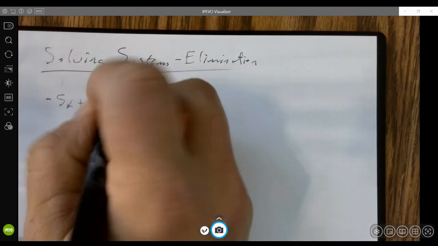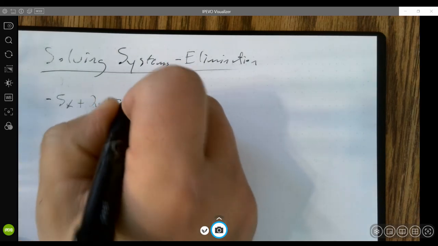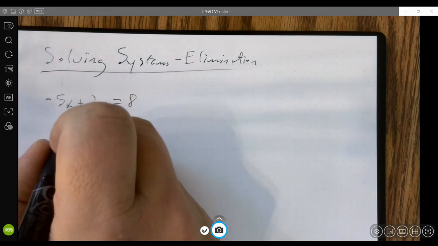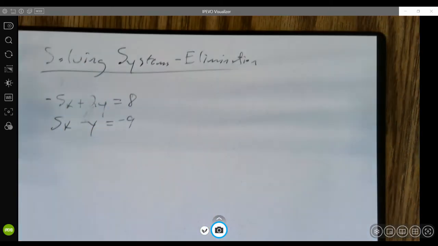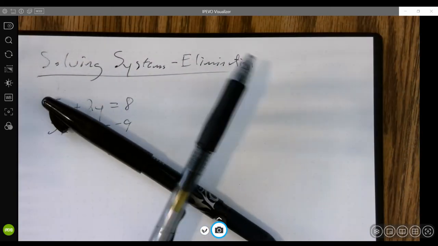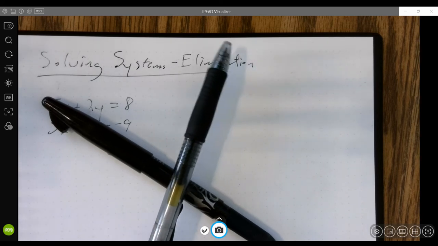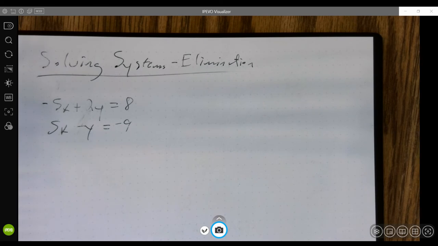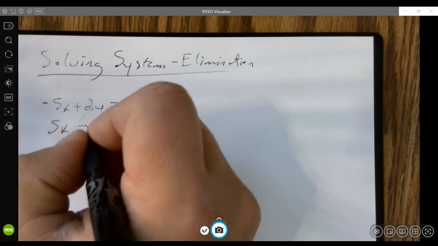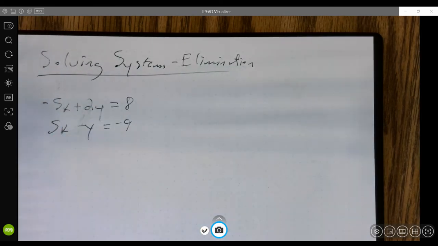So we're going to start with more basic ones today. Negative 5x plus 2y equals 8, and 5x minus y equals negative 9. Now, we're still finding the same thing. We're trying to find where two lines cross each other. That's the whole goal still, finding where two lines cross. We're just now doing it in a different method. We did graphing, where we actually graphed and saw them. We did substitution, where you plugged one into the other. Now this one is called elimination because we're going to cross things off as we go along.